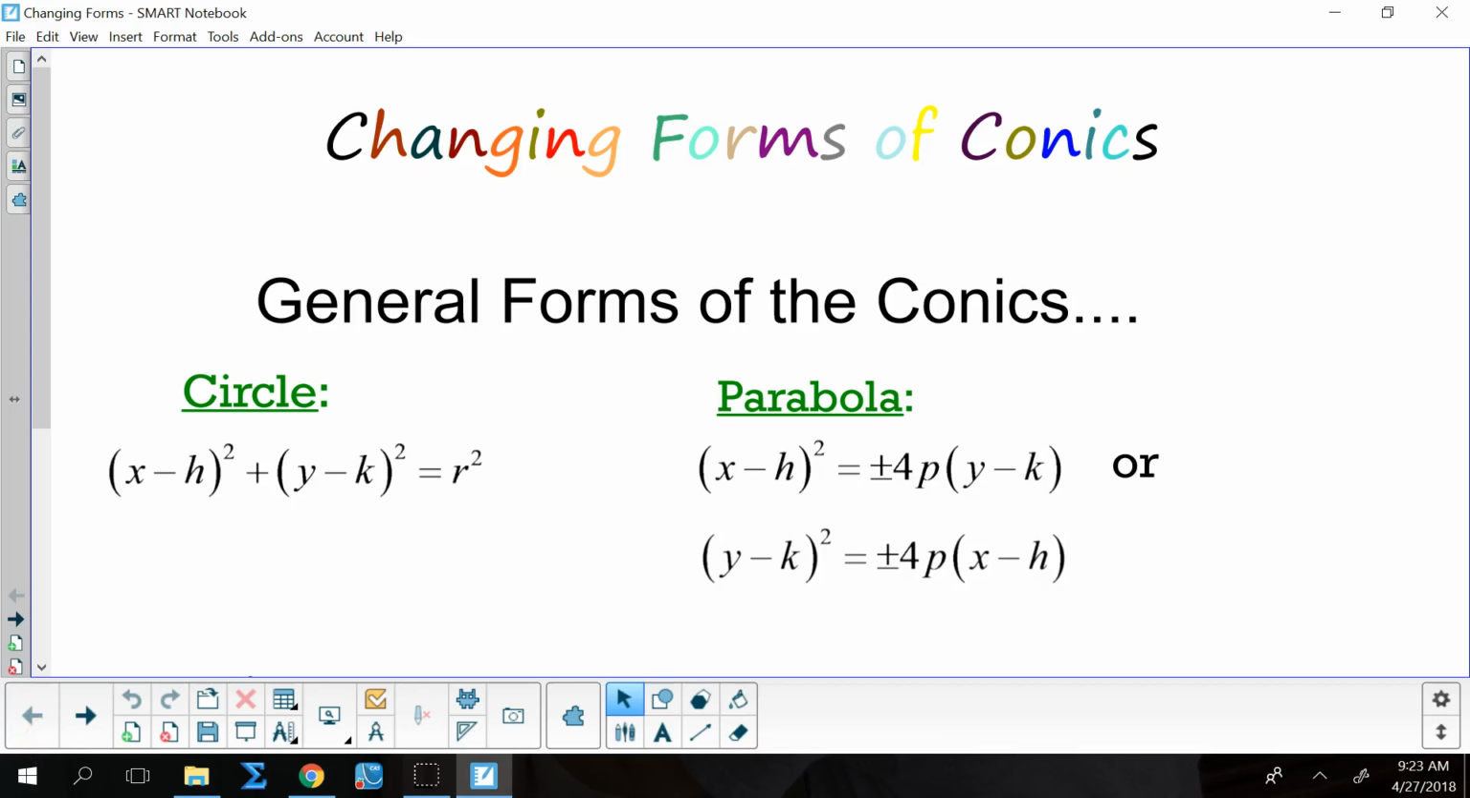So we handled circles last week. Okay? And then we did parabolas last week. And then this week we handled ellipses and hyperbolas. Okay? So you've got the 4 different kinds of conic sections that there are. Okay? Today and Monday, what we're going to do is we are going to change the forms of conic sections.